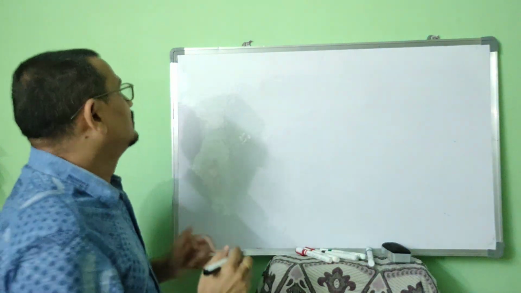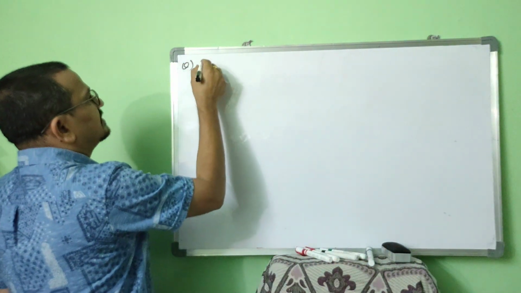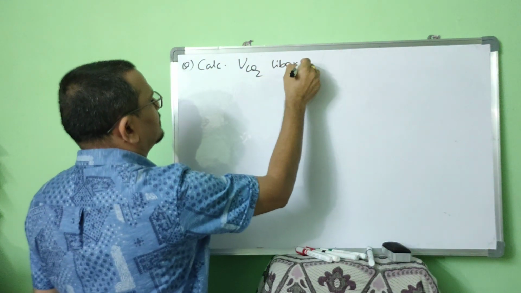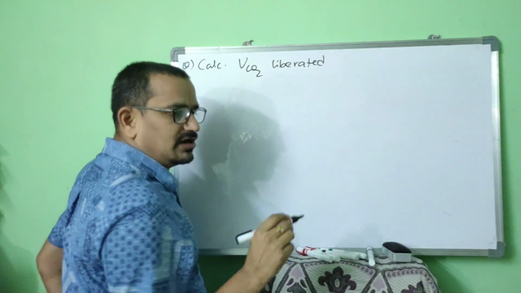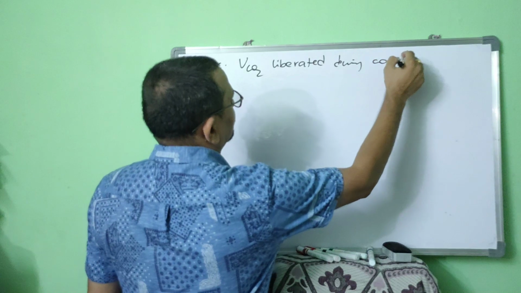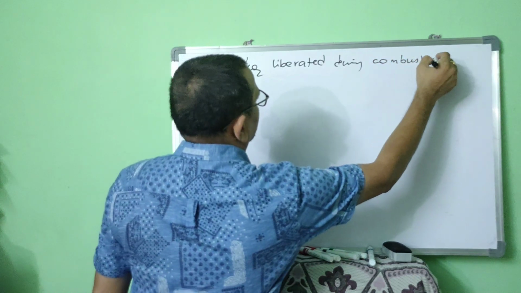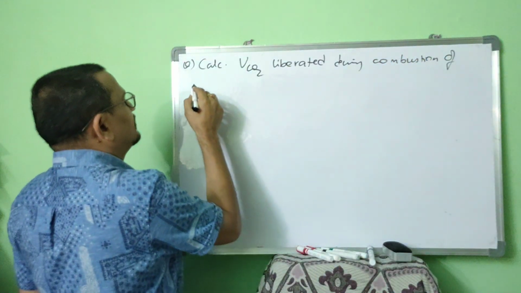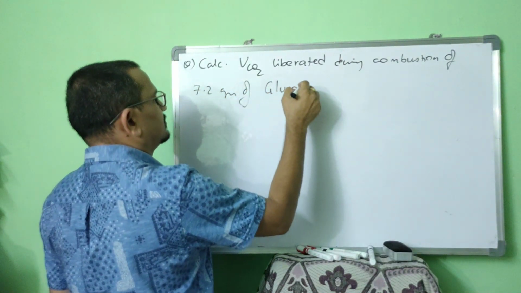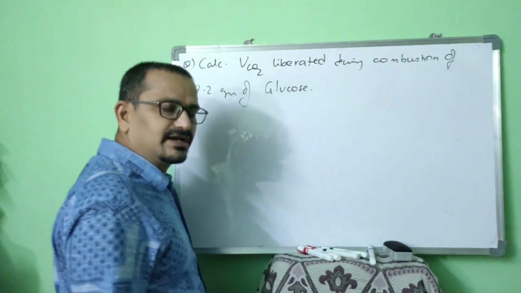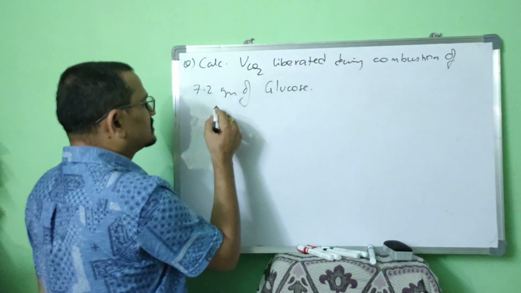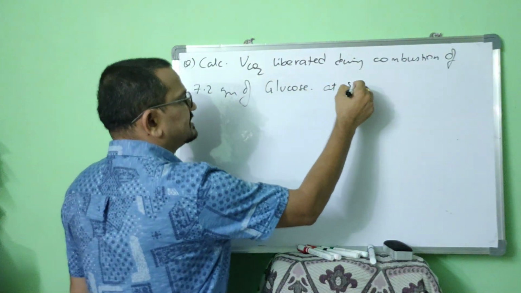Right. Now we'll discuss one more question. Calculate the volume of CO2 liberated during combustion of 7.2 grams of glucose. Volume of CO2 liberated at STP.